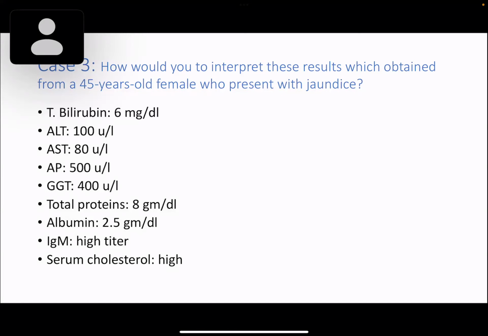So what's your comment on her total proteins and albumin? Someone to comment on total proteins and albumin? So total proteins, 8 grams, while albumin is only 2.5. So that means there is a reversed albumin-globulin ratio. So globulins are higher than the albumin. This is because this patient has high IgM, immunoglobulins.